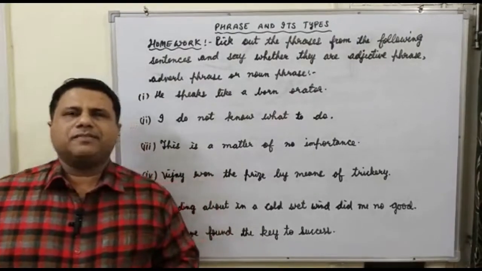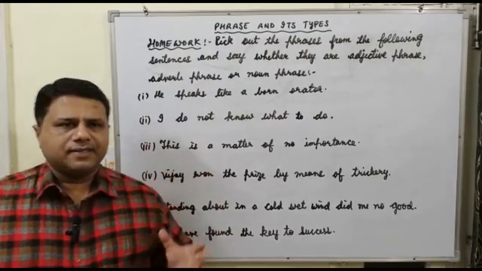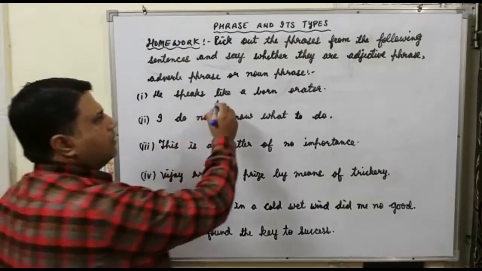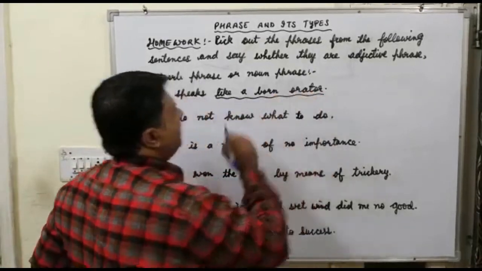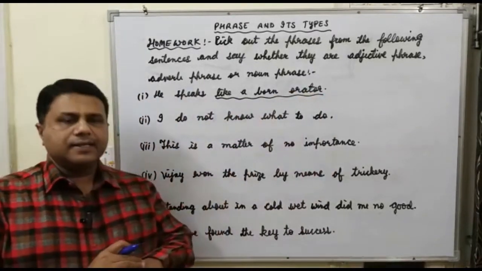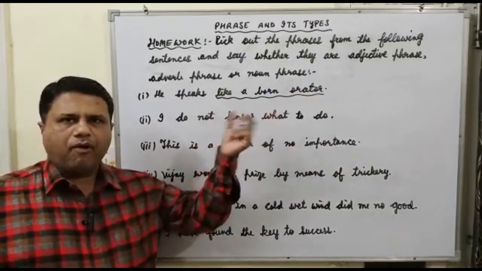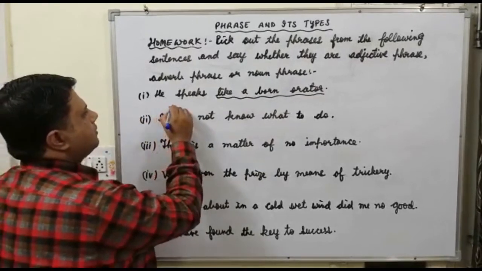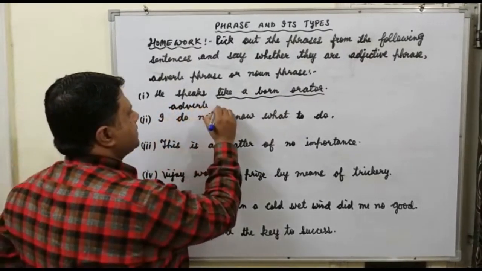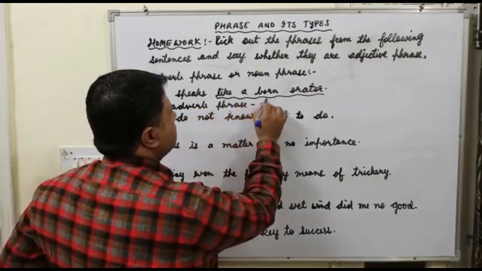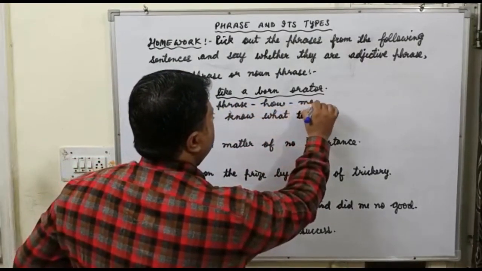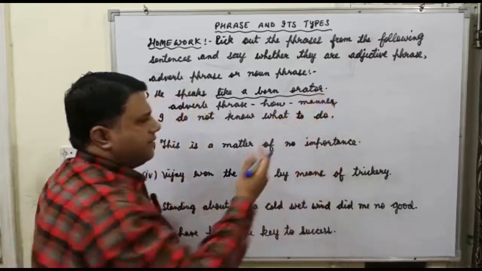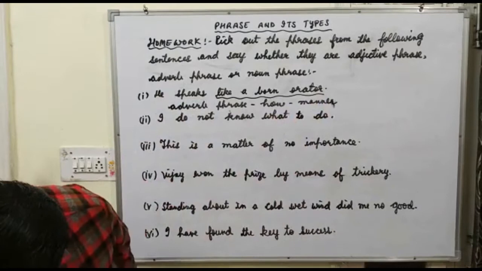I hope you must have paused the video. Now let's discuss the answers. The first sentence, he speaks like a born orator. Now, like a born orator, this is a phrase in this sentence. How he speaks? Like a born orator. So obviously, it gives us the answer of manner. So it is an adverb phrase, because it tells us the how part of a sentence, it is telling us the manner, how the things are taking place.